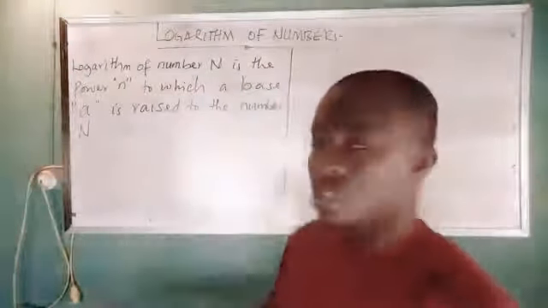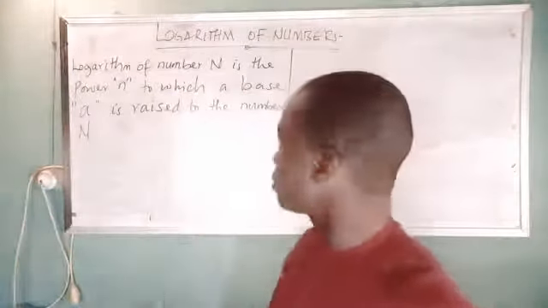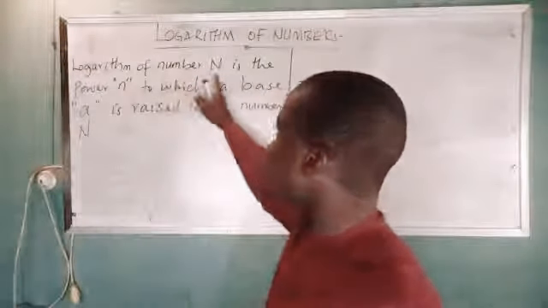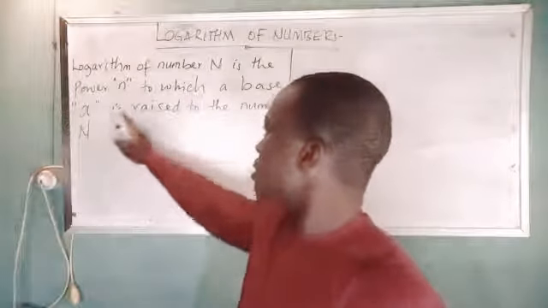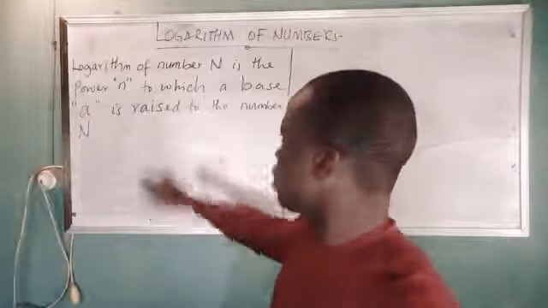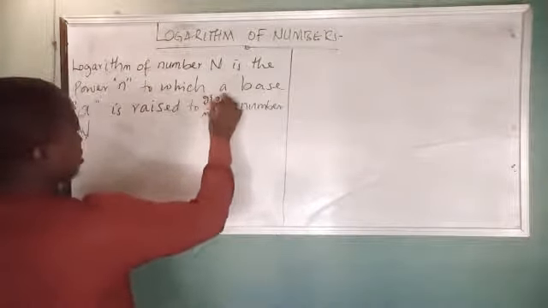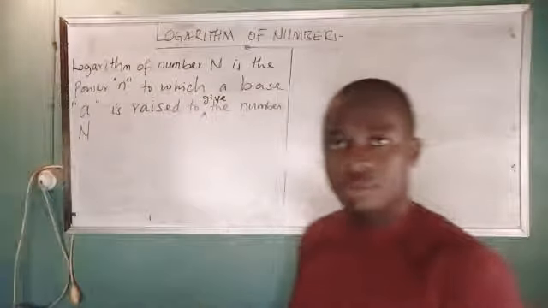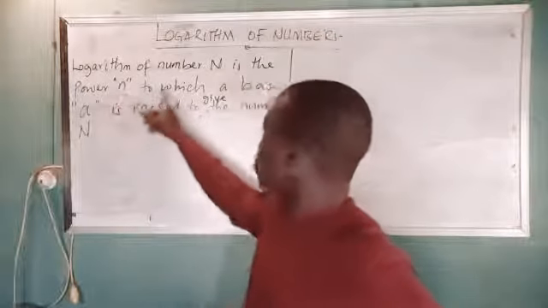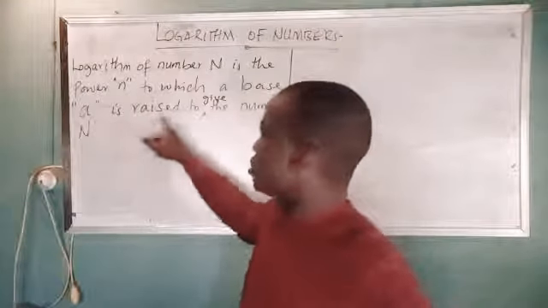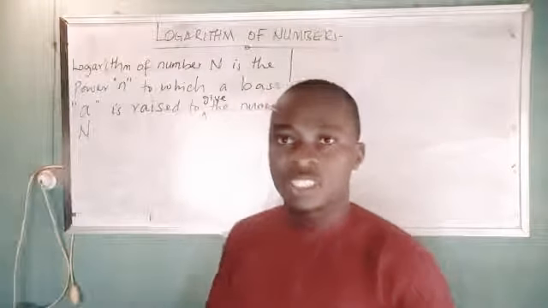So now, as we can see on the board, we have the definition. We said logarithm of number N is the power n to which a base a is raised to give the number. Sorry for that. Let me read it again. That is, logarithm of number N is the power n to which a base a is raised to give the number. Understand?